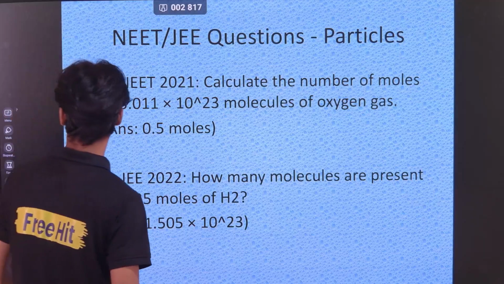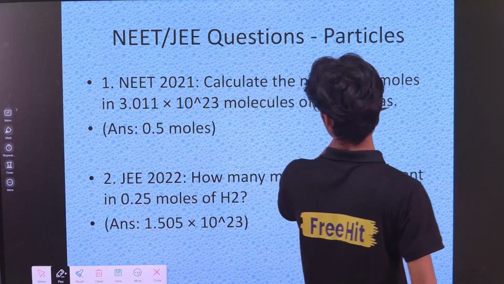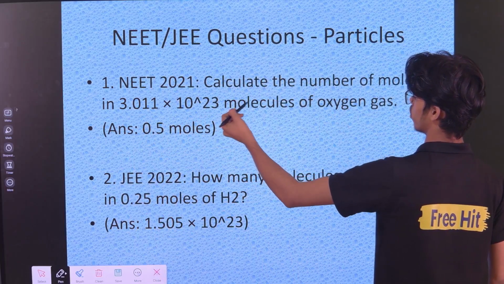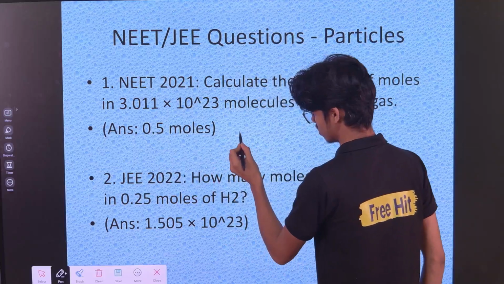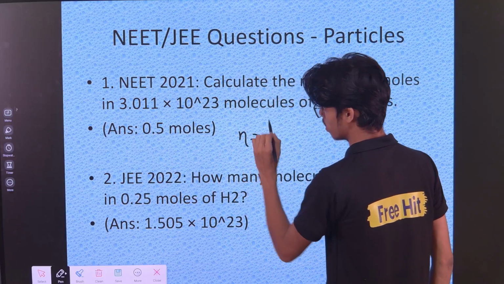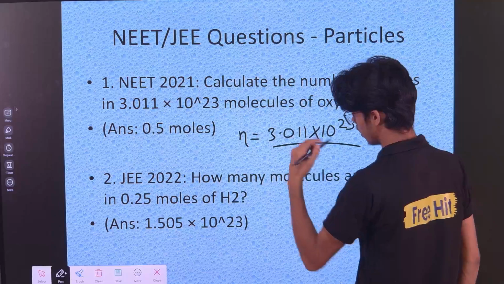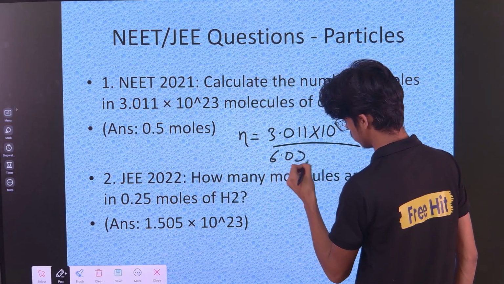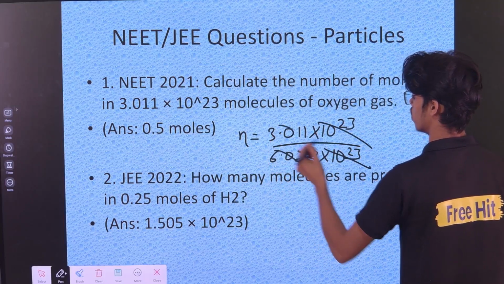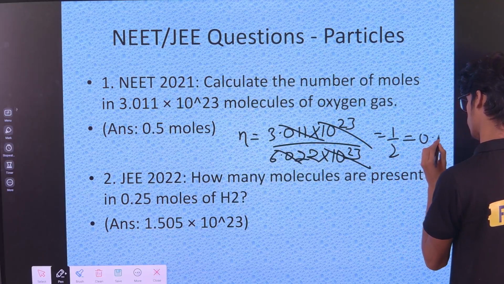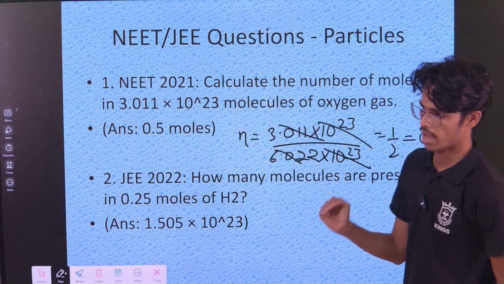Okay. Now there are two questions. Let's just do these questions quickly. Okay. So NEET 2020: calculate the number of moles in 3.011 × 10^23 molecules of oxygen gas. Whatever it is, just apply this formula. Number of moles is equal to given particles divided by Avogadro number. Cancel this out. See, 0.5 moles. We don't have to do anything. Given particles divided by Avogadro number.